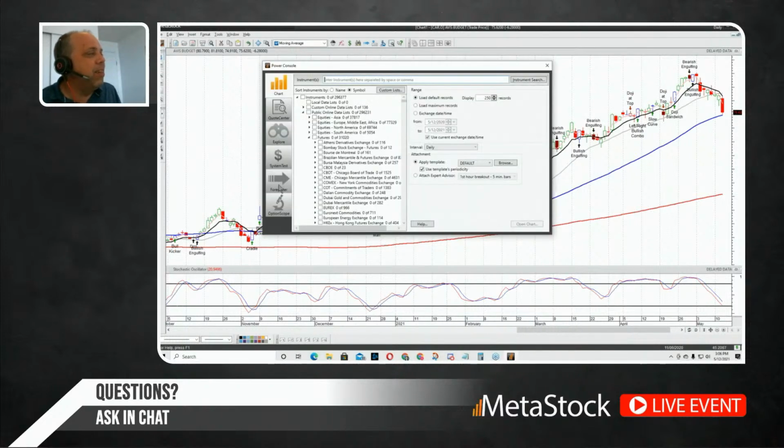I'm going to open up the Power Console right here. And what I'm going to do is show you how scanning works in general in Metastock. This isn't hard to do. It doesn't take very long at all either.